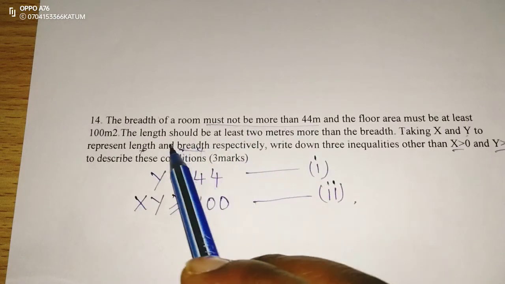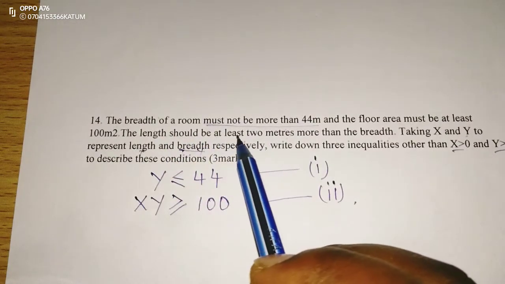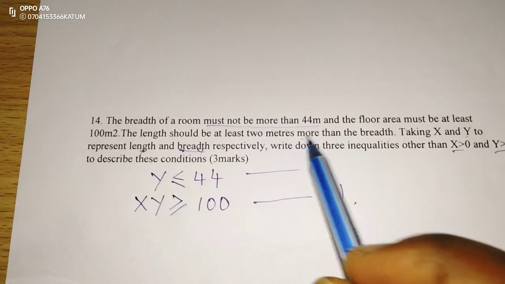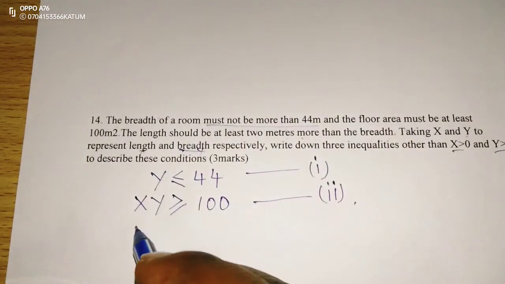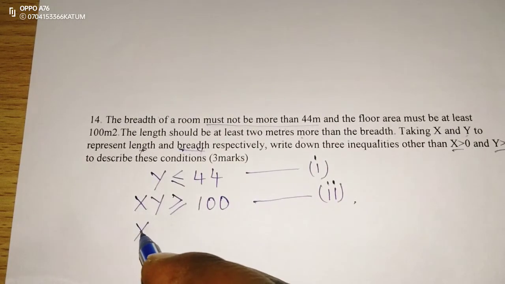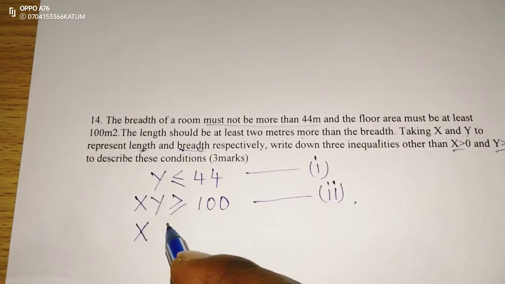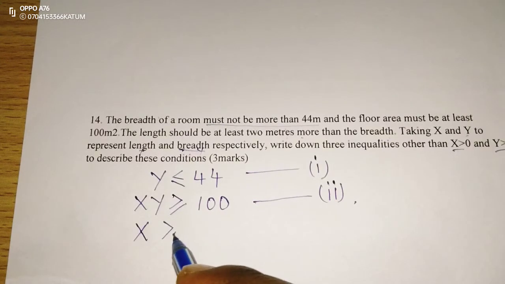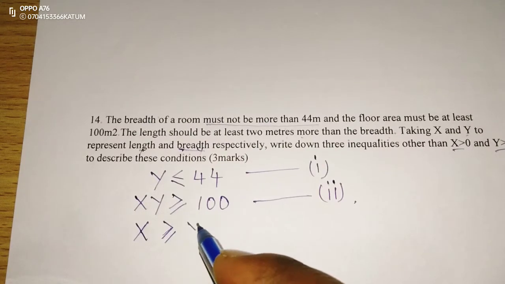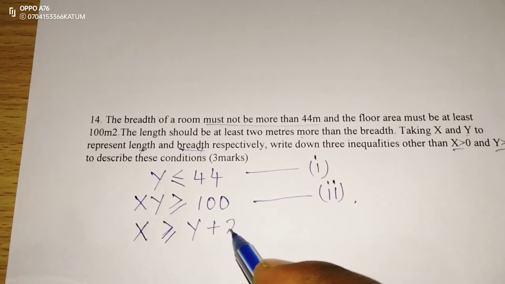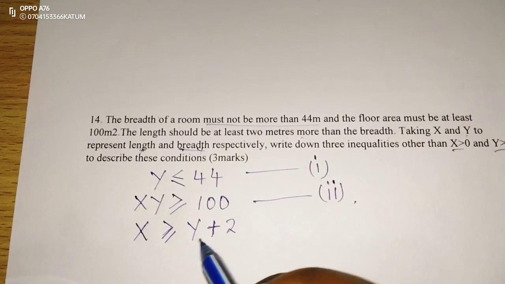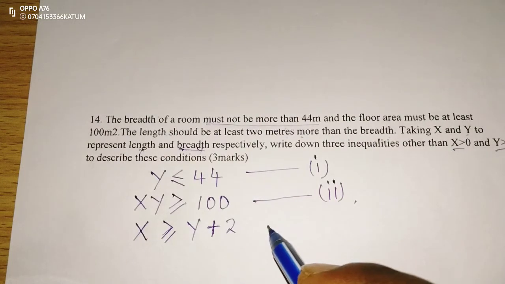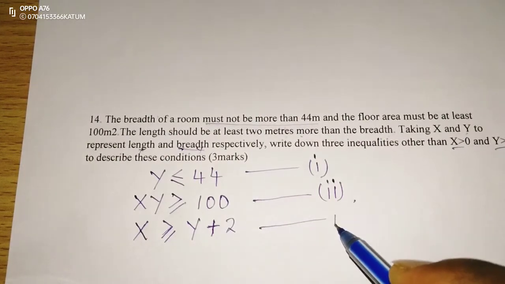The third one: the length should be at least 2 meters more than the breadth. At least 2 meters more than the breadth. Therefore, the length, which we are letting to be x, is supposed to be either equal to or greater than the width by 2. So x is greater than or equal to y plus 2, because the length has to be a value greater than the breadth by 2 or more. So this is the third inequality.